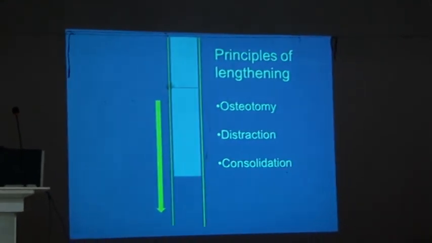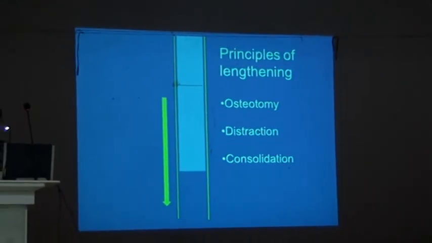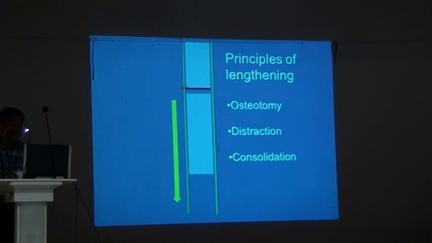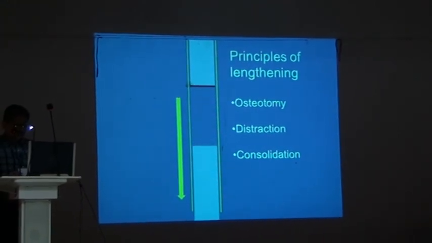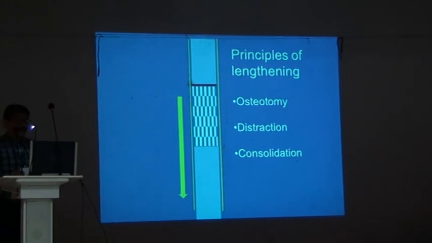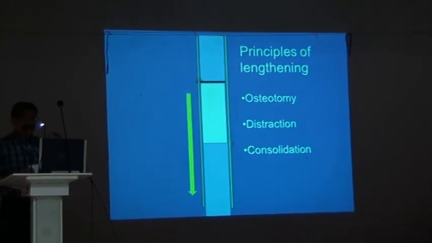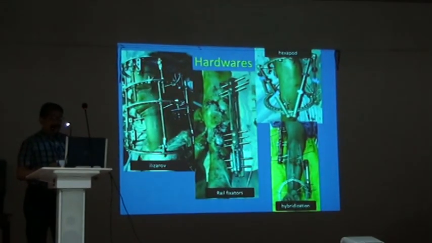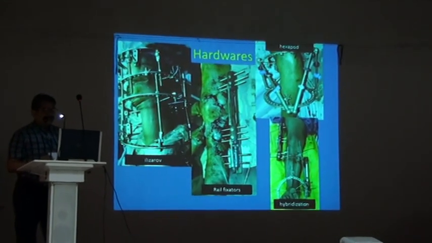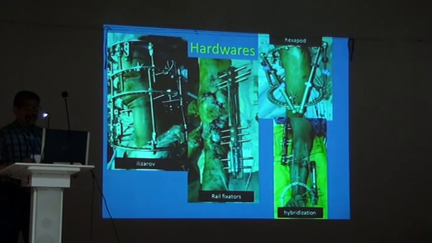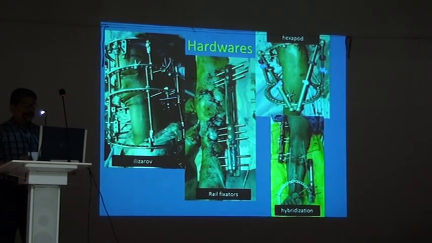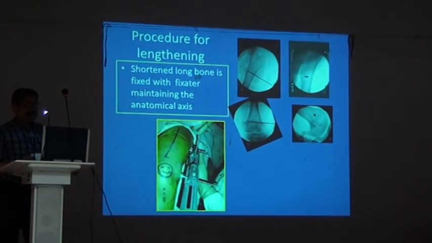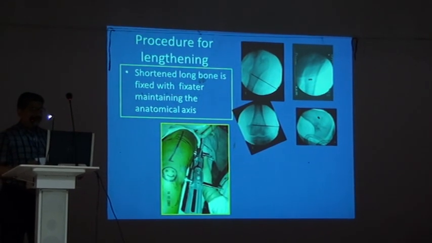The principle of lengthening is first to do an osteotomy in the bone, then gradually distract the segment. The in-between portion consolidates by itself. We have to keep the periosteum intact as far as possible. Different types of hardware are available to do these things. One is the Ilizarov fixator, the rail fixator system, the hex support system, or we can hybridize between the two systems according to the need.